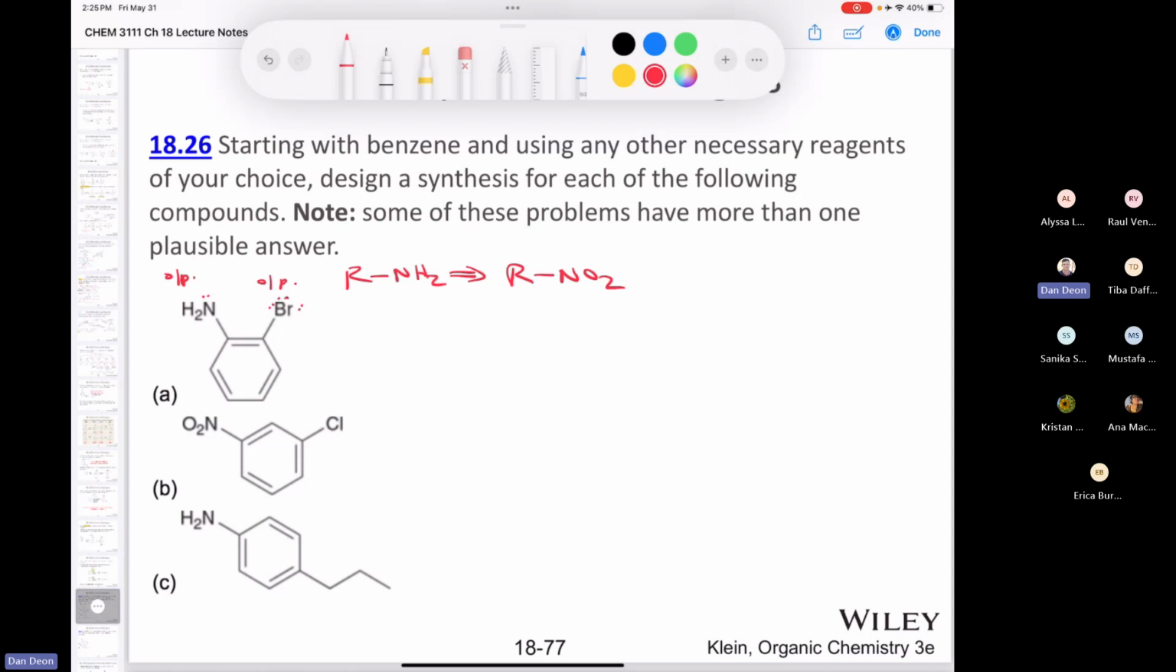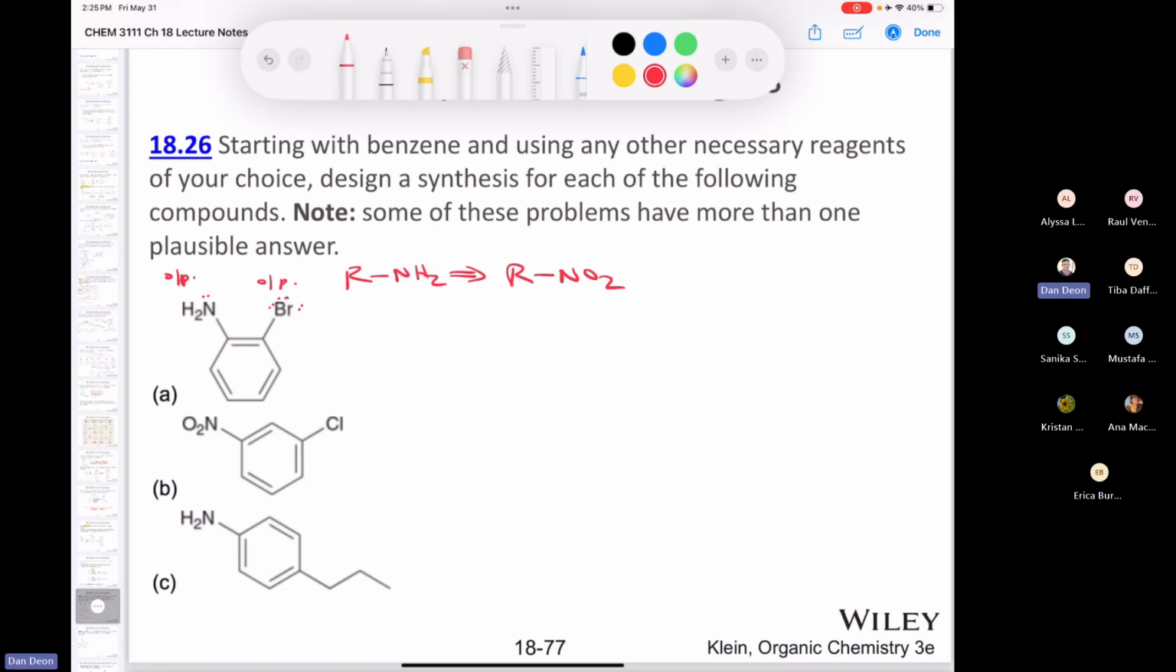So based off of that, which one of these groups would I want to put in first? Would I want to put in the bromine or the amino or the nitro group? And it's not a trick question. Does anybody have an idea?